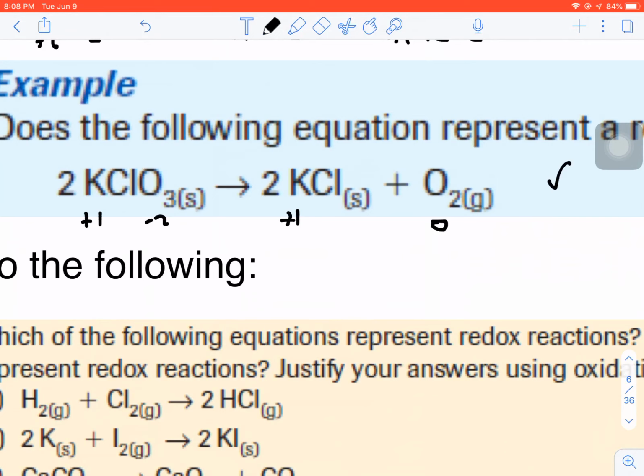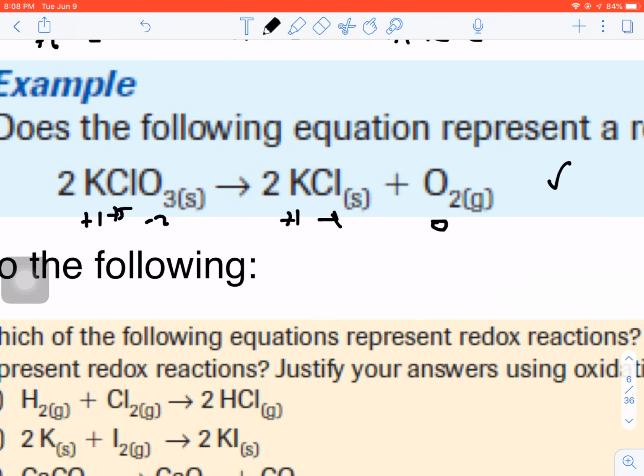KCl is an ionic compound where the K is +1 and the chloride must be -1. What about the chlorine on the left side? So I've got 3 oxygens and each one is -2. So that's -6. And I have a potassium which gives me 1 plus. So chlorine must be +5. I'm missing 5 pluses here to make it neutral.